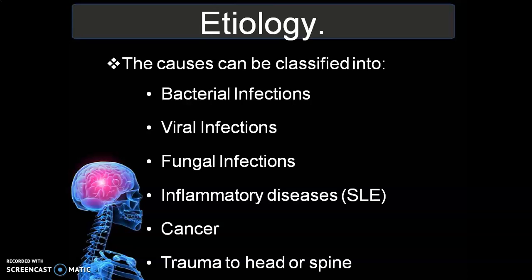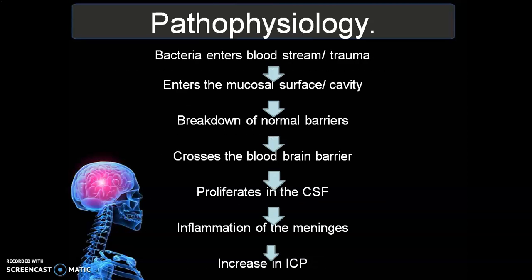Etiology: the causes can be classified as bacterial, viral, fungal, or inflammatory disease, cancer, or trauma to the head or the spine. So the pathophysiology: when bacteria enter the bloodstream through etiological factors like trauma or RTA, they enter the mucosal surface of the cavity, which breaks down the blood-brain barrier. They cross over into the brain and proliferate in the CSF, due to which there is inflammation in the meninges and an increase in intracranial pressure.